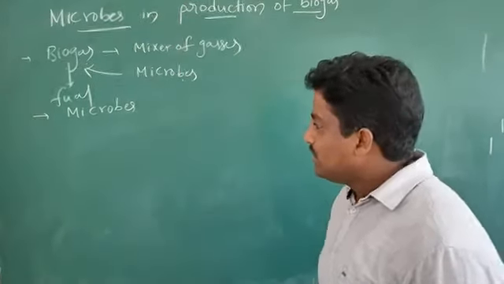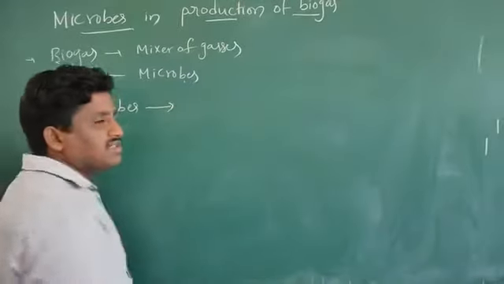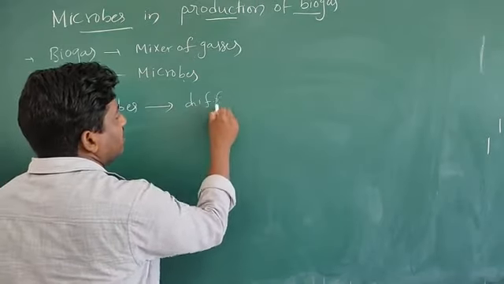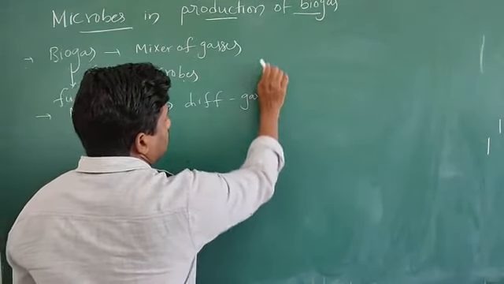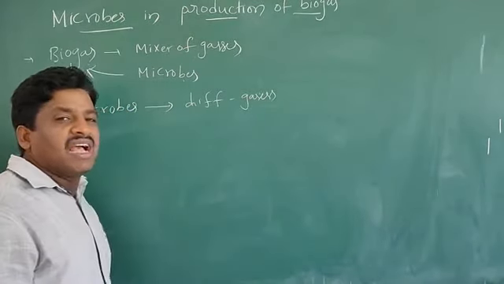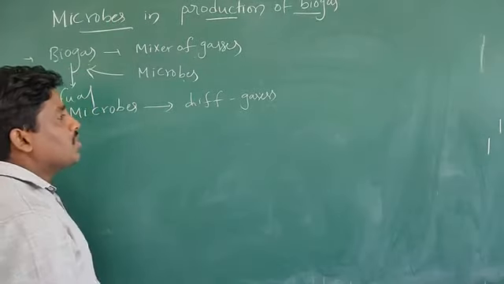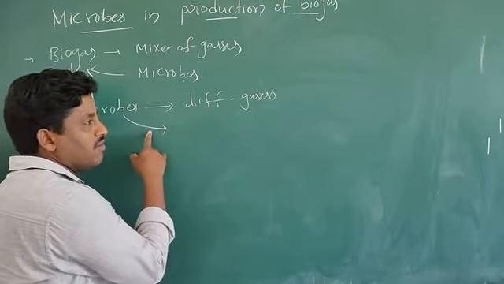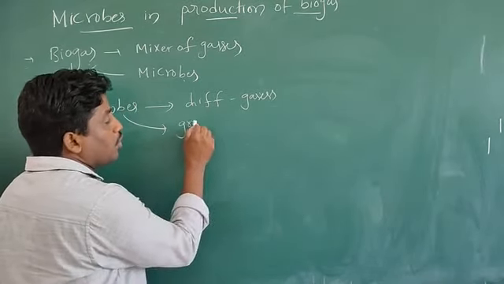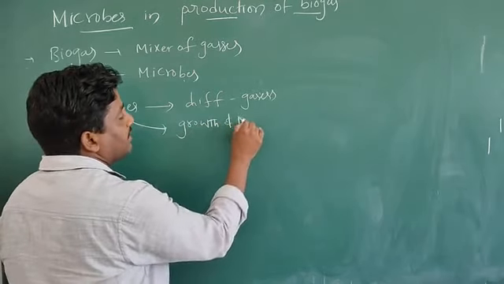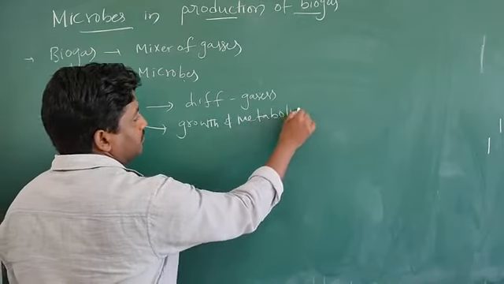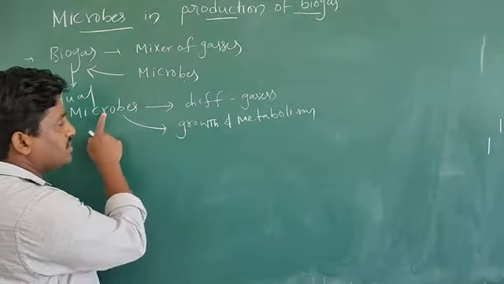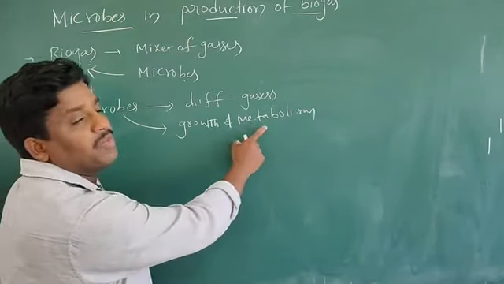Microbes. These microbes are used for the production of different gases, due to the activity of their growth and metabolism. Understand my point? The microbes are used for the production of different gases. Due to the activity of these microbes, they grow and also metabolize.